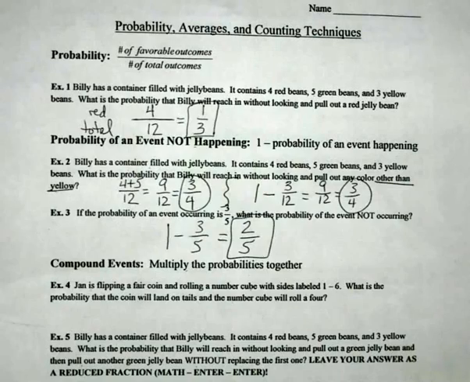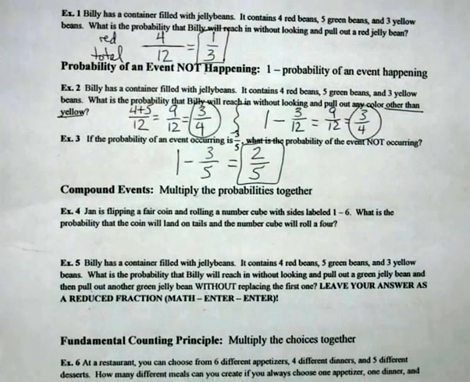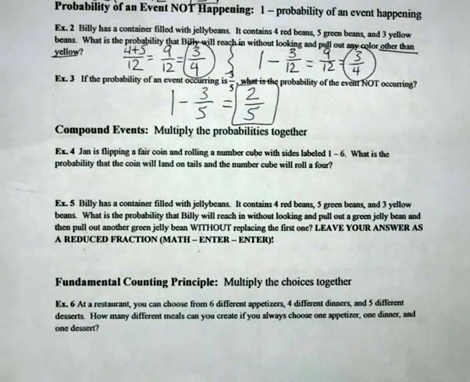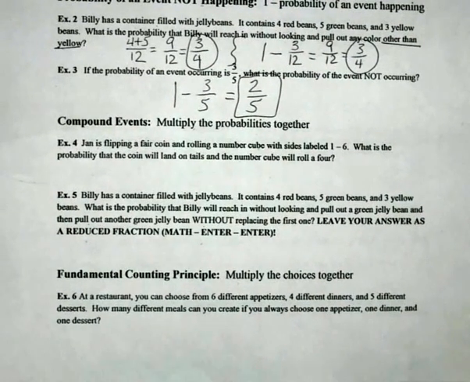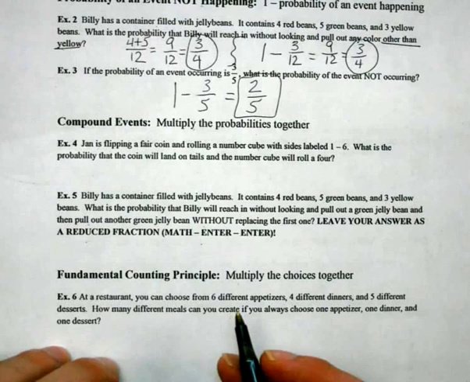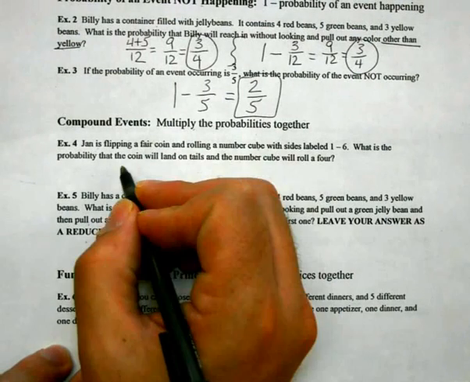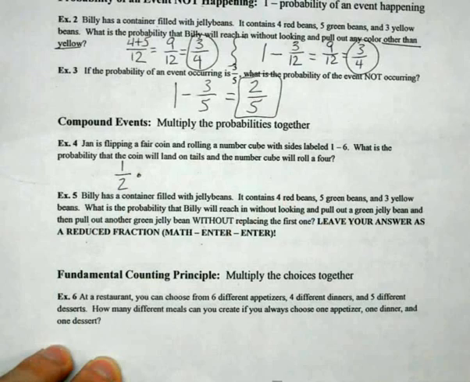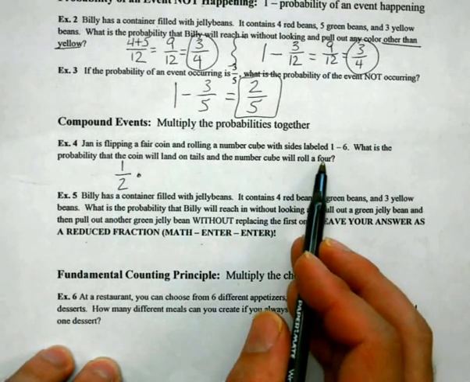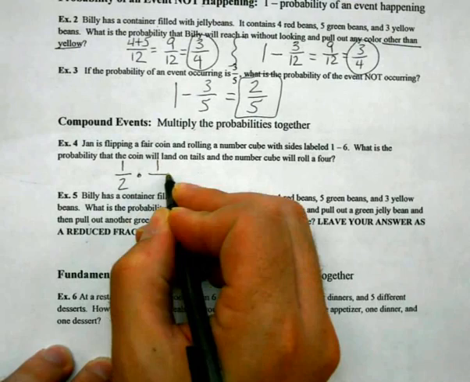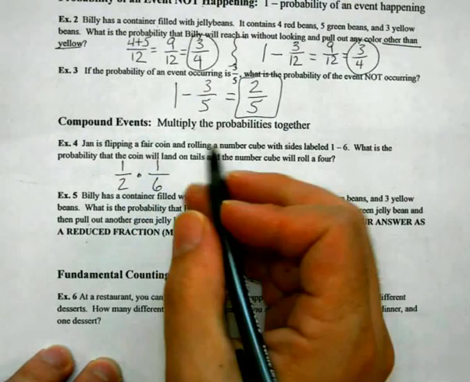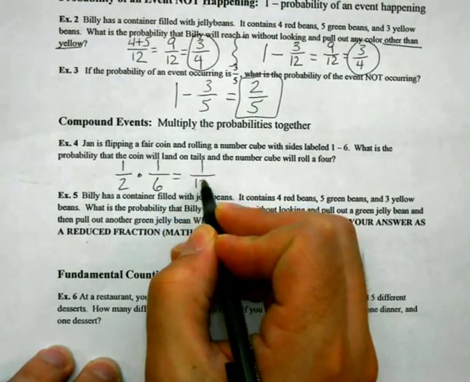Okay, what if multiple events are going to be happening? We're going to go ahead and multiply the probabilities together. So, Jan's flipping a fair coin and rolling a number cube with labels 1 through 6. What's the probability that the coin will land on tails? Well, let's see. What's my chance of getting heads or tails anytime I flip a coin? 1 out of 2. And whenever I roll a die, what's the chance of me rolling a particular number? 1 out of 6. And again, we're multiplying these together, not adding.